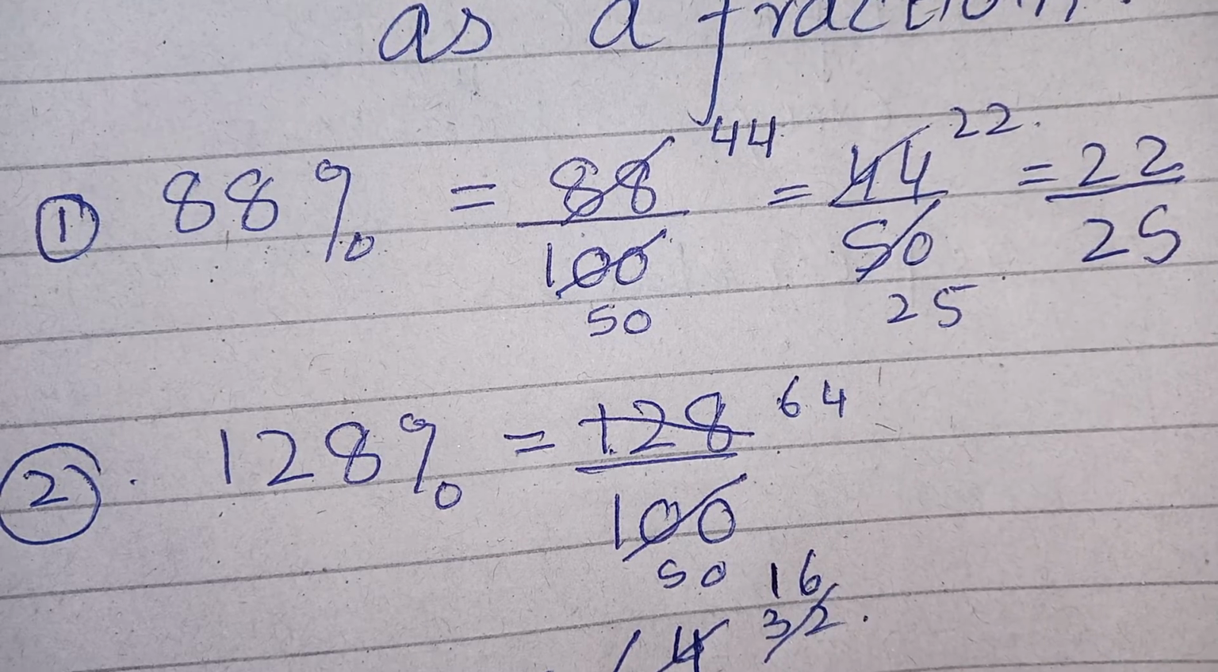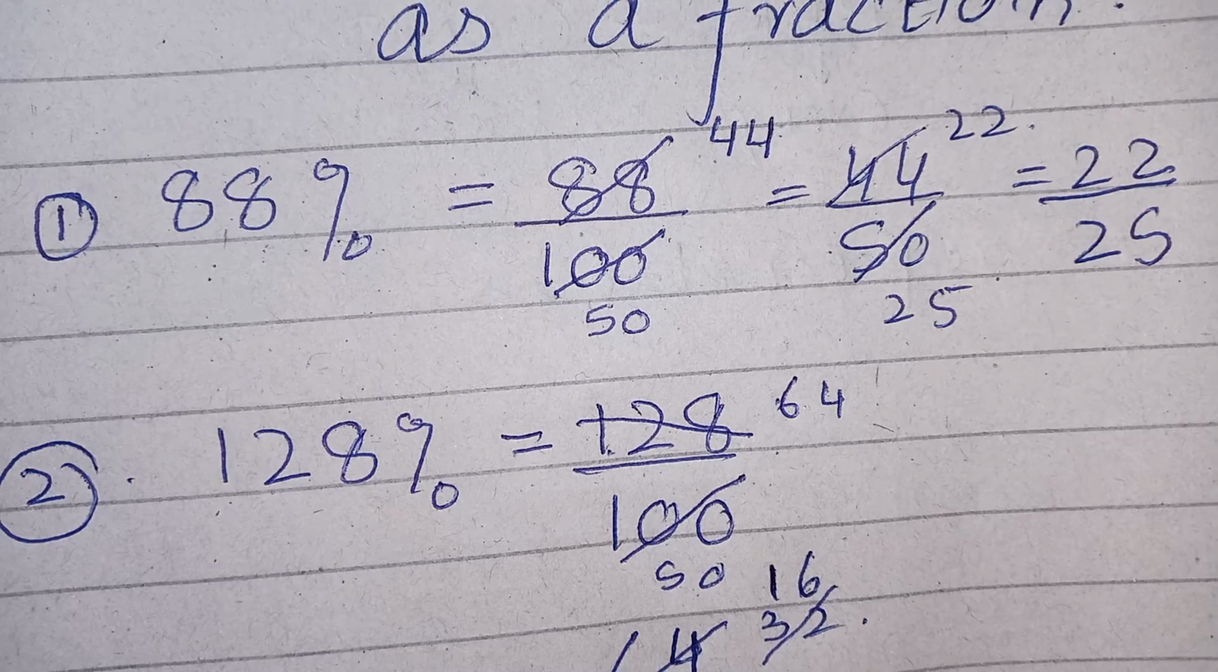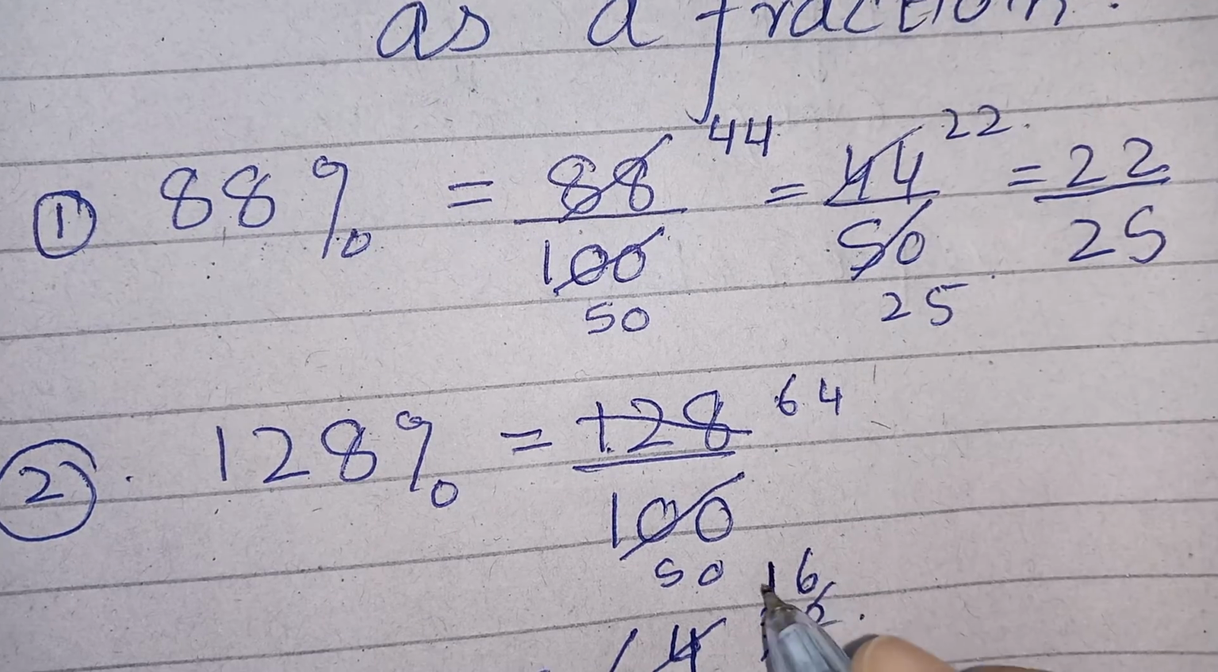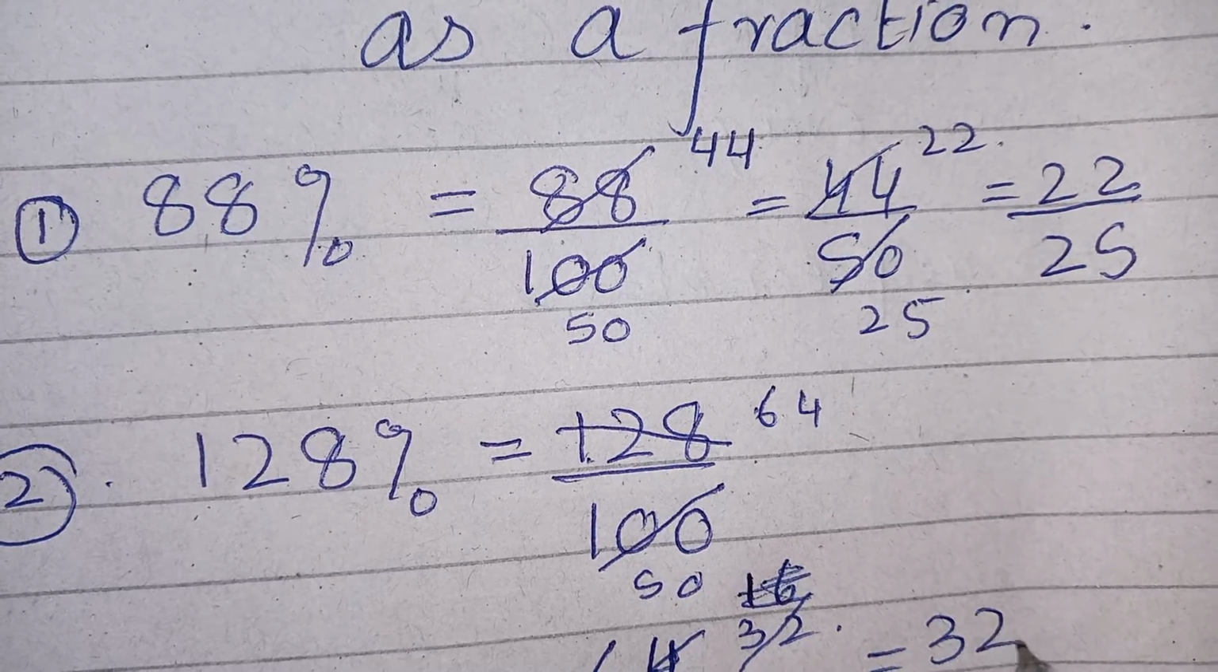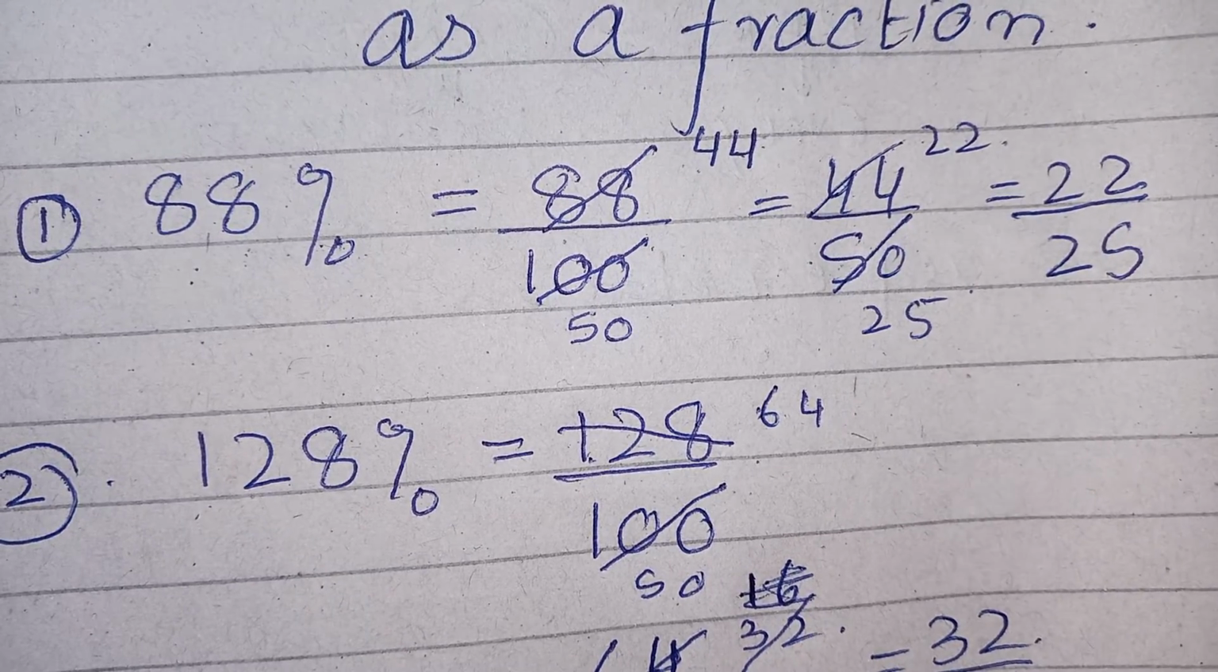2 times 16 is 32, but we cannot reduce 25 any further. So just stop reducing it. Your answer is 32 upon 25.